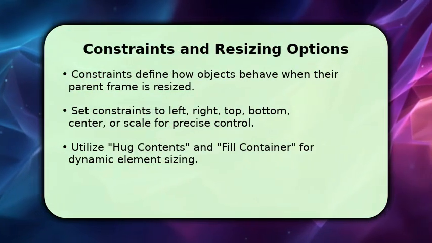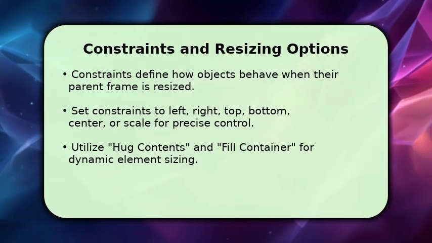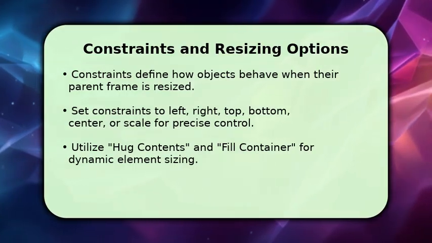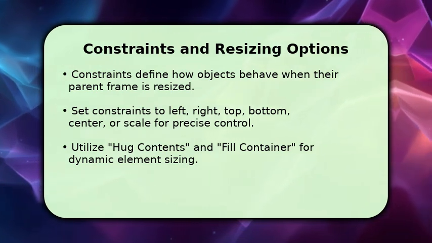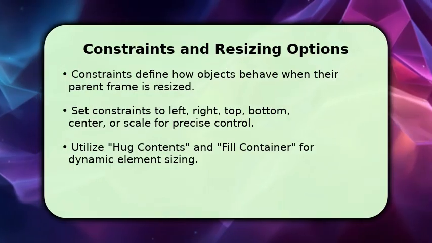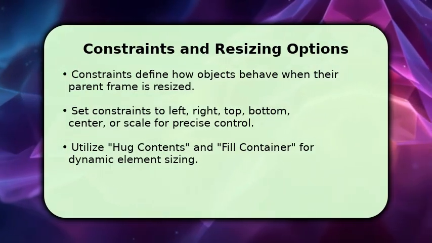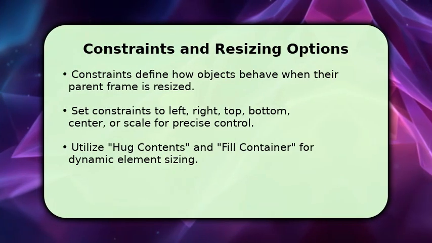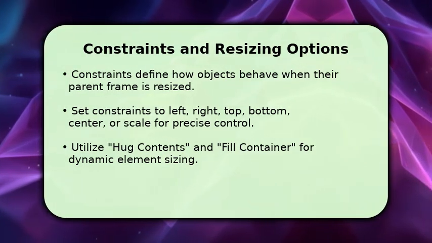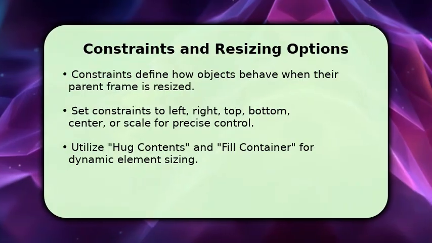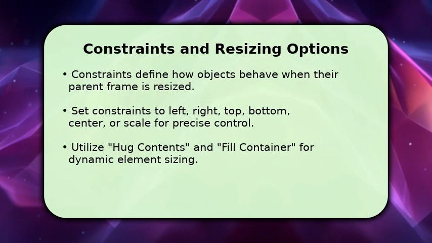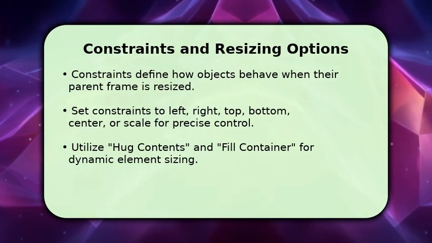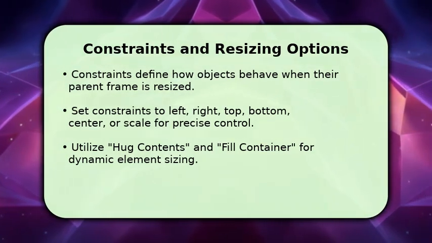Understanding constraints and resizing options is crucial for true responsiveness. Constraints dictate how an object moves or scales relative to its parent frame. You can pin elements to the top and left or have them scale proportionally. Additionally, hug contents makes a frame fit its children, while fill container makes a child element expand to fill its parent. These options give you granular control over how your design adapts across different breakpoints.